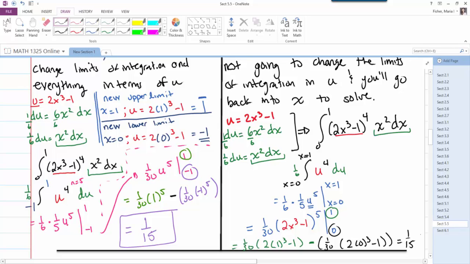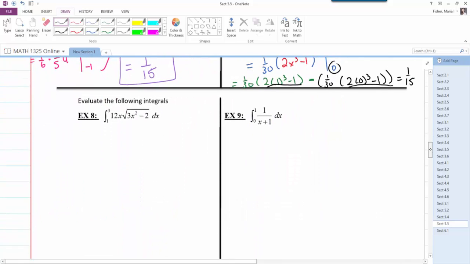You either change the limits of integration first, or you're technically changing your limits of integration when you go back into x. It doesn't matter which one you choose. I typically change my limits of integration, so that's how I'm going to do the rest of the problems. But if you liked method 2 better, then you can stick to method 2 every time you do one of these problems. So let's continue on with more examples of this.